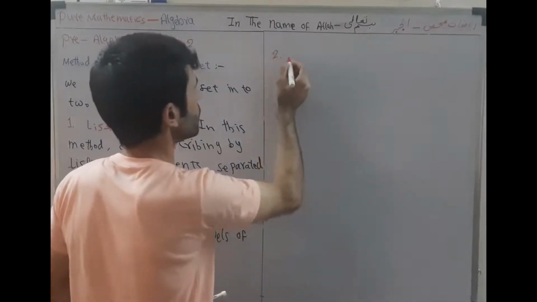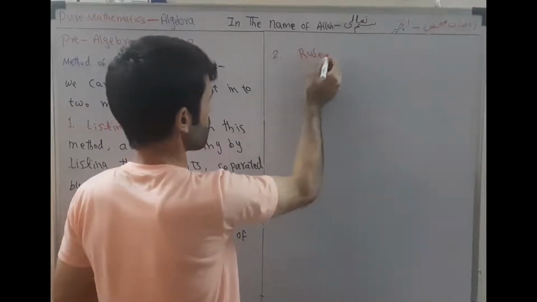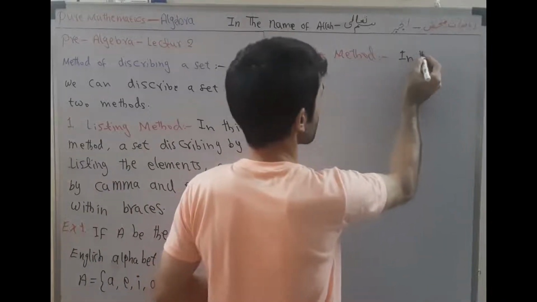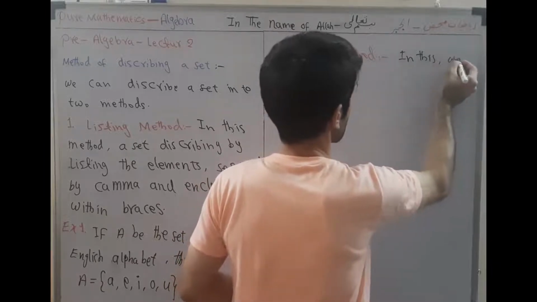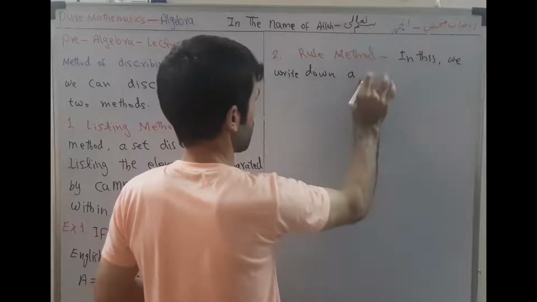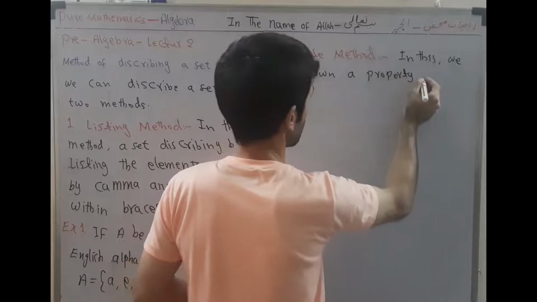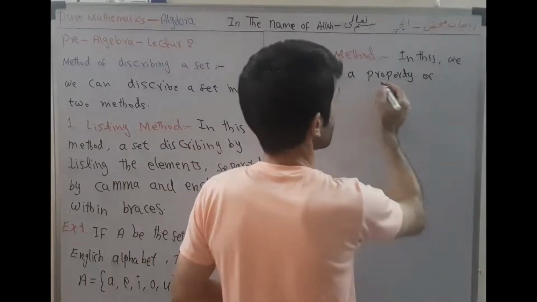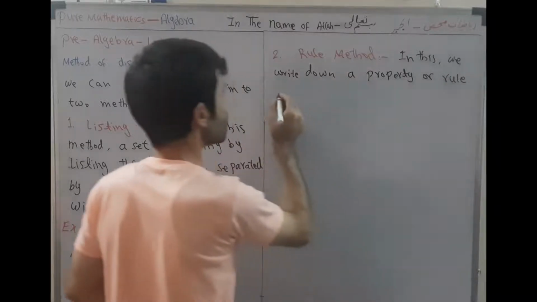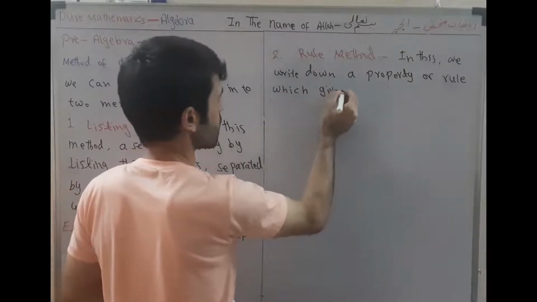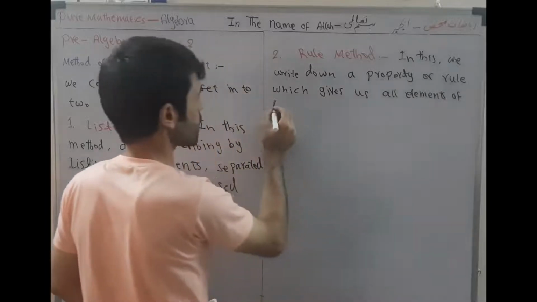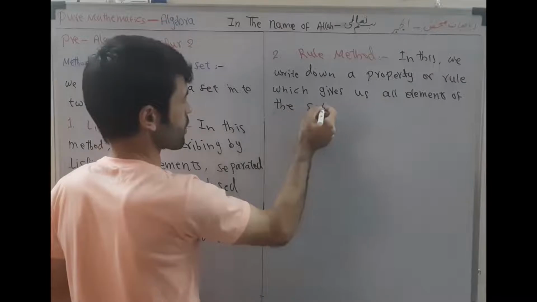Second method, rule method. In this method, we write down a rule, a property, or rule which gives us all elements of the set.